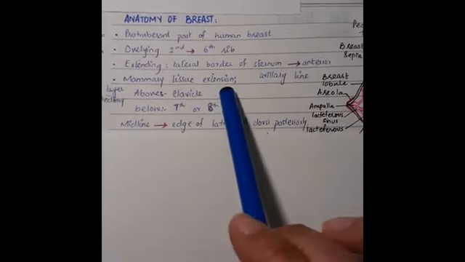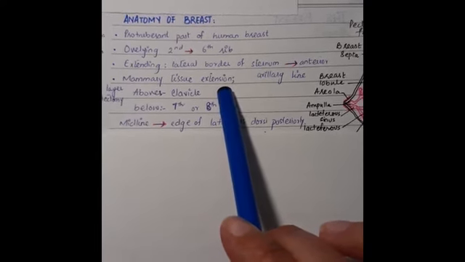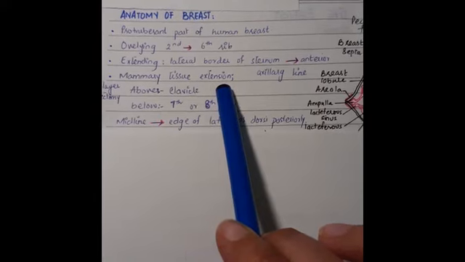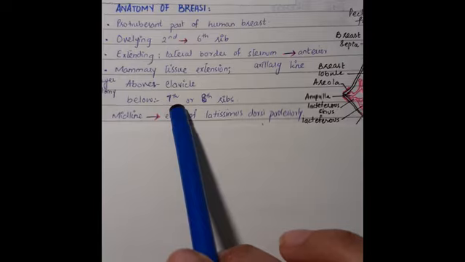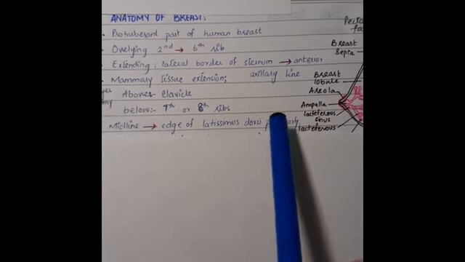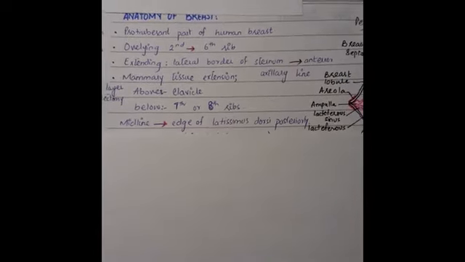The mammary tissue extension is important for mastectomy, as you want to remove all the mammary tissue. A thin line of mammary tissue extends above to the clavicle and below to the 7th or 8th ribs, and from the midline to the edge of the latissimus dorsi posteriorly. So this is very important to know.